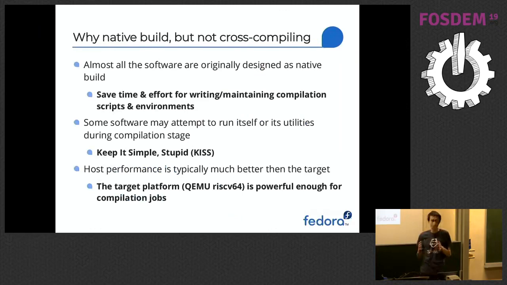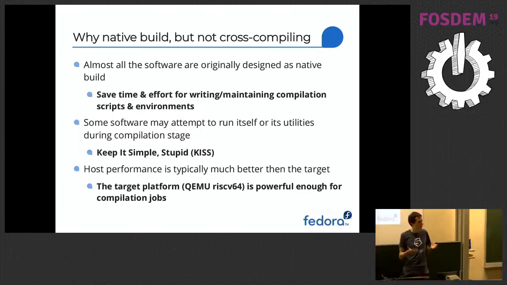Fedora, and basically every distribution, is natively built, so we don't do cross-compilation, which is probably what you do when you're using OpenEmbedded or Buildroot. Most software is written for native builds, so no one intended it to be cross-compiled. If you want to do cross-compilation for a new architecture, you probably need to port it. You probably need a custom environment and scripting to do cross-compilation. That takes a lot of time. And when some pieces of software try to cross-compile and attempt to run something itself or some utilities, you're probably going to need to hack that software to get it cross-compiled for your architecture.